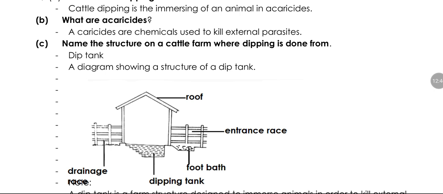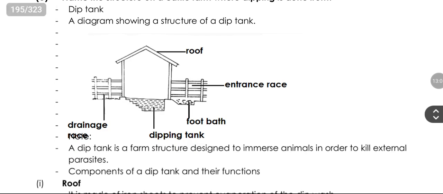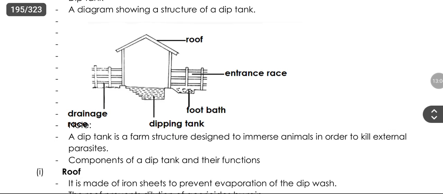Then after, it passes through what we call the dipping tank. When it passes through the dipping tank, it comes out. So in that process, in the dipping tank there are chemicals which we call acaricides. Is it that all the external parasites on the body of the cattle? So we are talking about this, and there is a note.